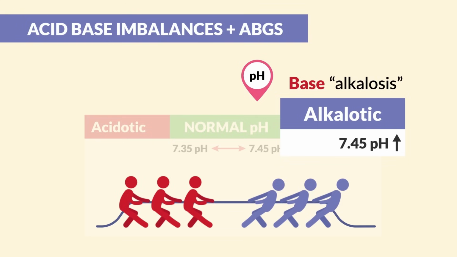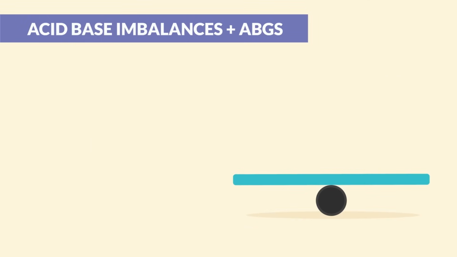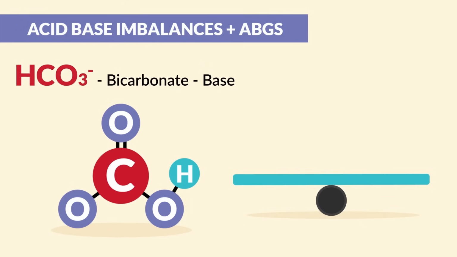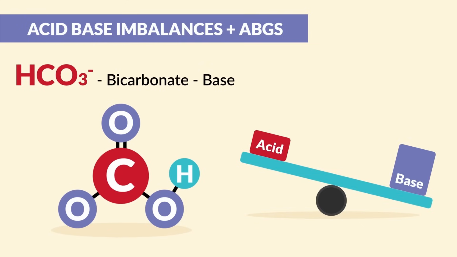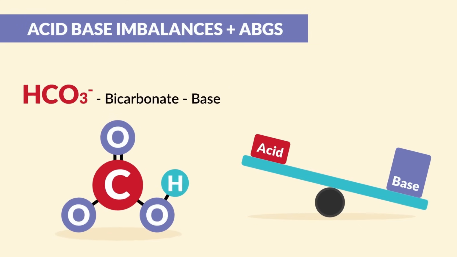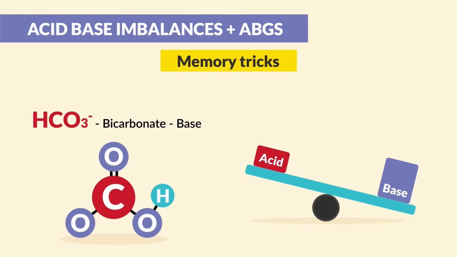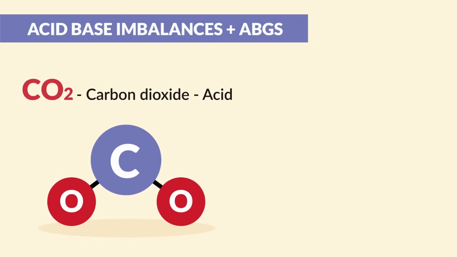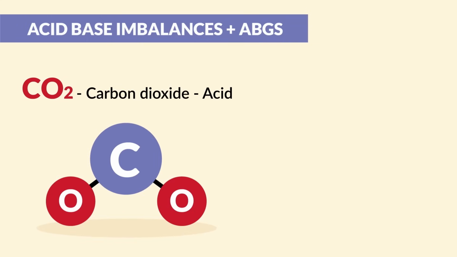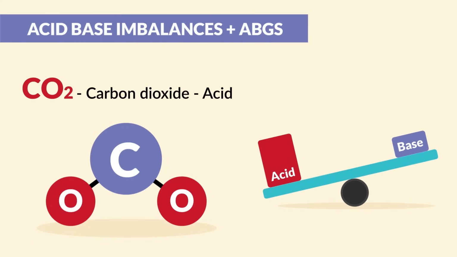Now, that sounds pretty simple, right? Well, here's where it gets confusing. The key players that keep us in balance is HCO₃, known as bicarb. This is our base. That helps to put the body in this alkalosis. So the memory trick, think of the double B's. Base equals bicarb. And CO2, our carbon dioxide, is our acid, pushing the body into an acidotic state. So too much CO2, we get a body that is in acidosis.